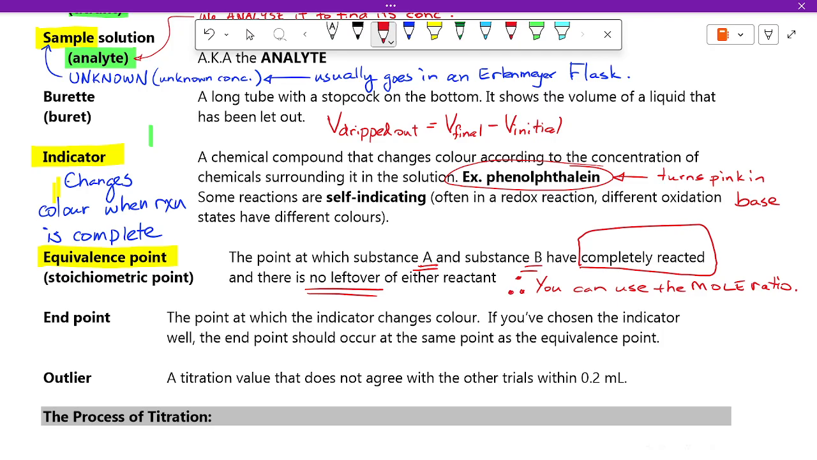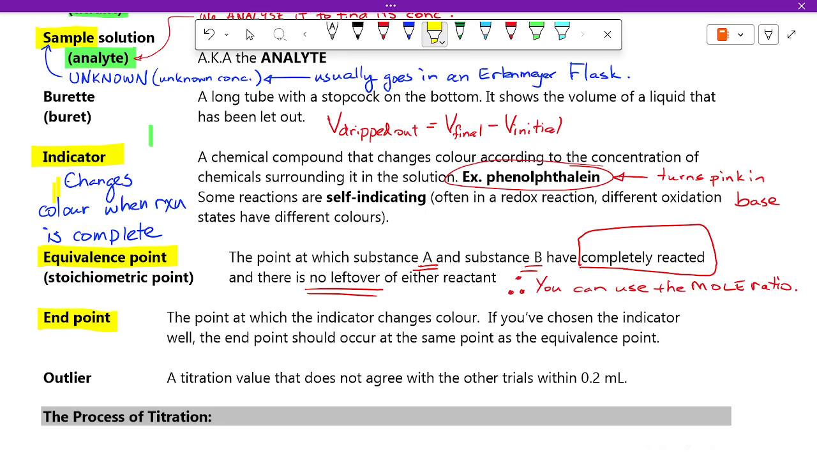Now there's 2 E points, which is sad. I'm sorry they both start with E because people find that confusing. There is also the end point. The end point hopefully happens at exactly the same moment as the equivalence point. The end point is when the indicator changes color. Okay, it should happen as long as you've done a good job of choosing your indicator.